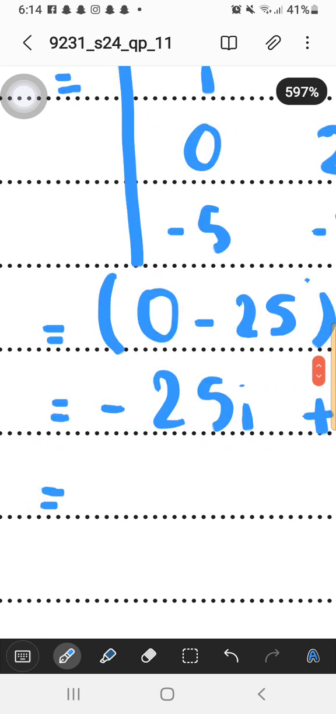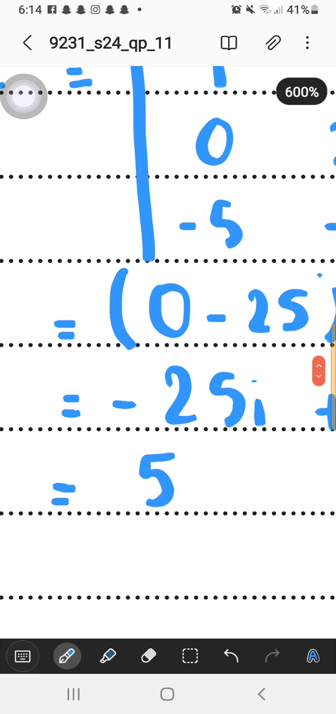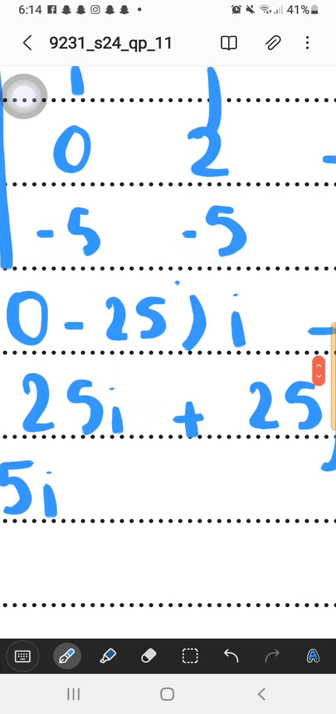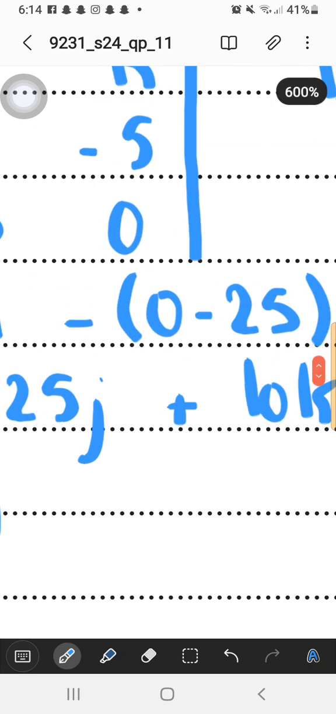So if we divide 25 with 5, it will become 5, and we had changed the sign, so it becomes positive 5i. Then change the sign for j also, it will become negative 25, and if we divide negative 25 with 5, it will become negative 5j. Then here is positive 10k. First of all, change the sign, it will become negative 10k. Then divide it by 5, it will become negative 2k.